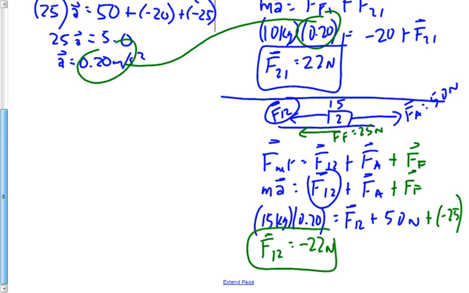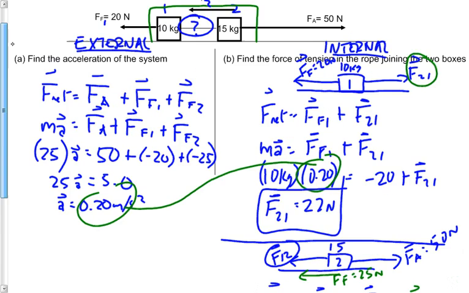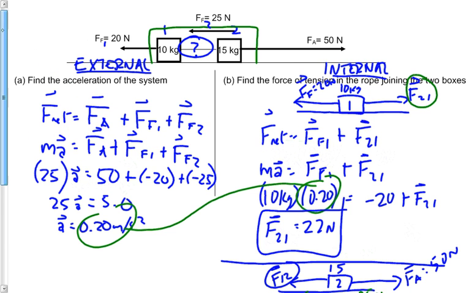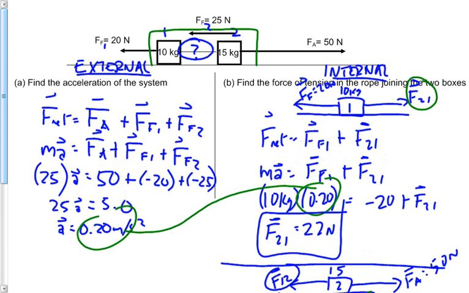So what do you got to do? You got to analyze the external. Okay, the forces that are acting on the trailer, the forces that are acting on the outside, on the entire system. Get whatever you can find. Doesn't matter what it is. Then analyze the internal. Okay, pick an object. In this case, it didn't matter whether I picked object 1 or object 2. I got the same answer. That's always going to be the case. Pick one. Go with it. Get what you're looking for.